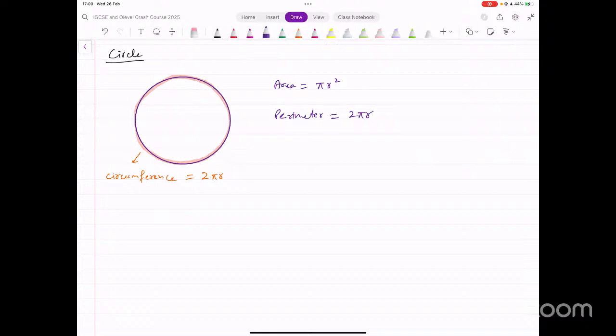Now, in a circle, you have to do a lot of other calculations as well. Like you might have to find areas of sectors inside a circle or areas of segments inside a circle. How do we do those calculations? Let's talk about that now. Areas of sectors, areas of segments, and similarly, perimeter of sector and perimeter of segment. Let's talk about that now.